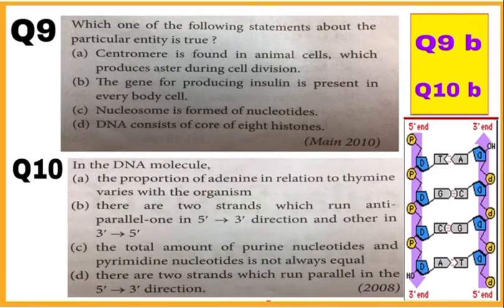Question number 10. In the DNA molecule, see the diagram. DNA molecule में there are 2 strands जो anti-parallel run करते हैं. One in 5' to 3' end and other in 3' to 5' end. So, correct option out of 4 given options is B. Mark B as a correct answer.